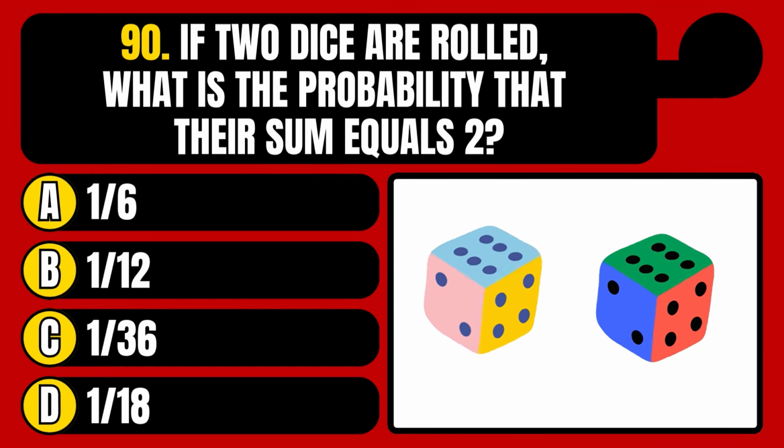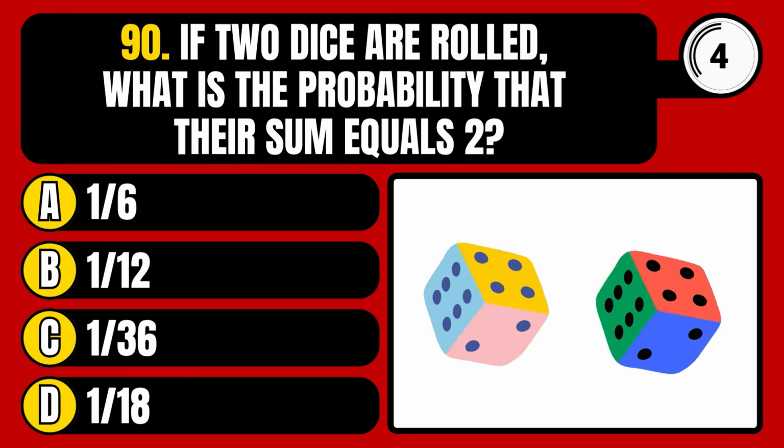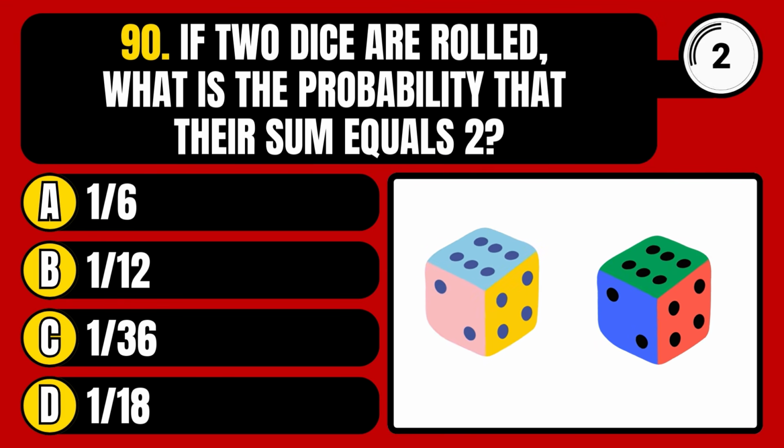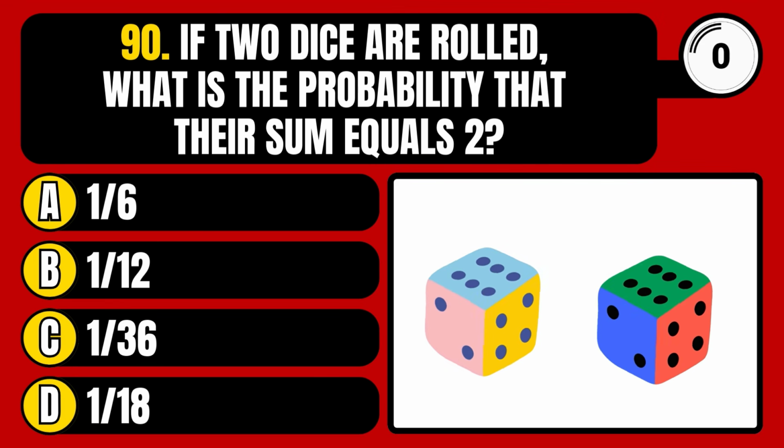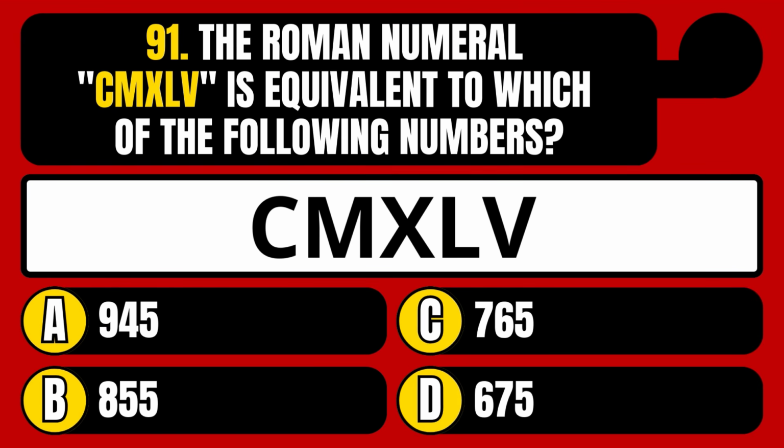1/6, 1/12, 1/36, or 1/18? The correct answer is option C, 1/36. The Roman numeral CMXLV is equivalent to which of the following numbers? 945, 855, 765, or 675?